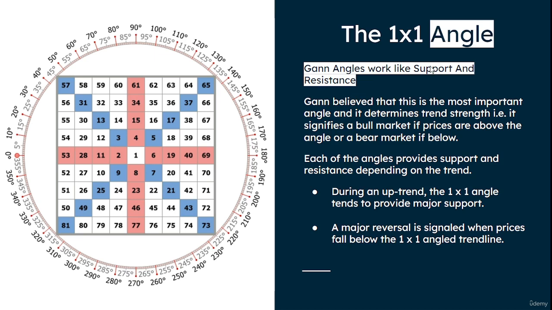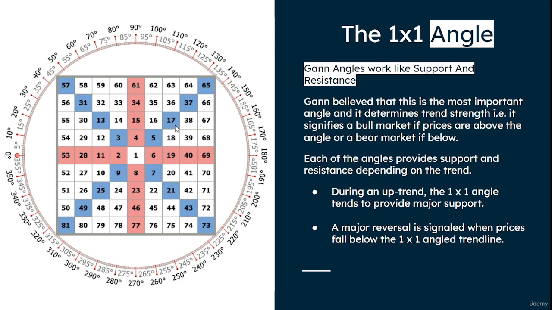Gann angles work like support and resistance. We have already talked about the cardinal cross and ordinal cross. In the same context, we call it a Gann angle, and the Gann angles act like support and resistance, right? Because it is all at 45 degrees. Gann believed it is the most important angle and it determines the trend strength. It signifies a bull trend if the prices are above the angle, and a bear market if prices are below the angle. You will again see when I put the Gann angles in a proper chart and show you.